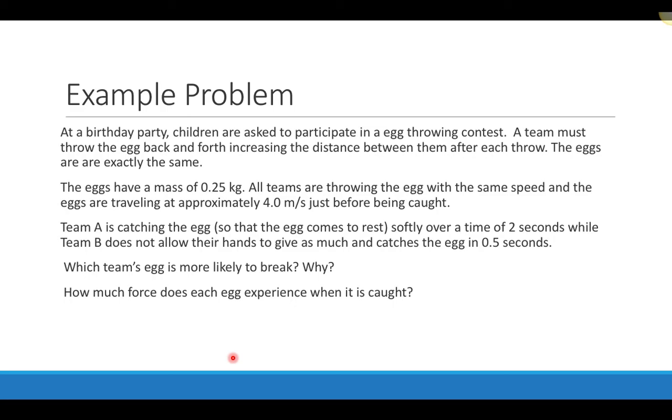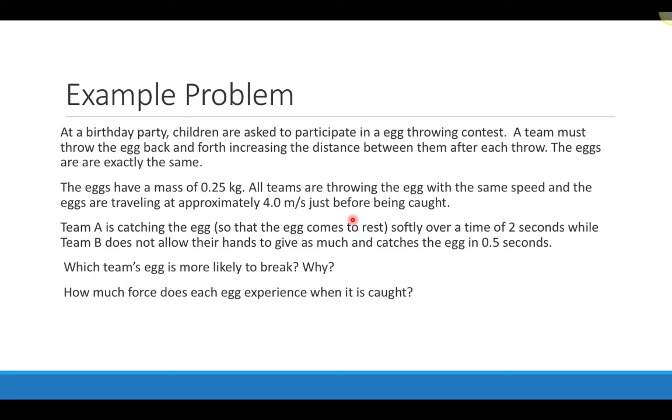The eggs are exactly the same. So the eggs all have the same mass, and we're going to assume the mass of the eggs is 0.25 kilograms. All the teams are throwing the eggs with the same speed, and the eggs are traveling at approximately 4 meters per second just before being caught.